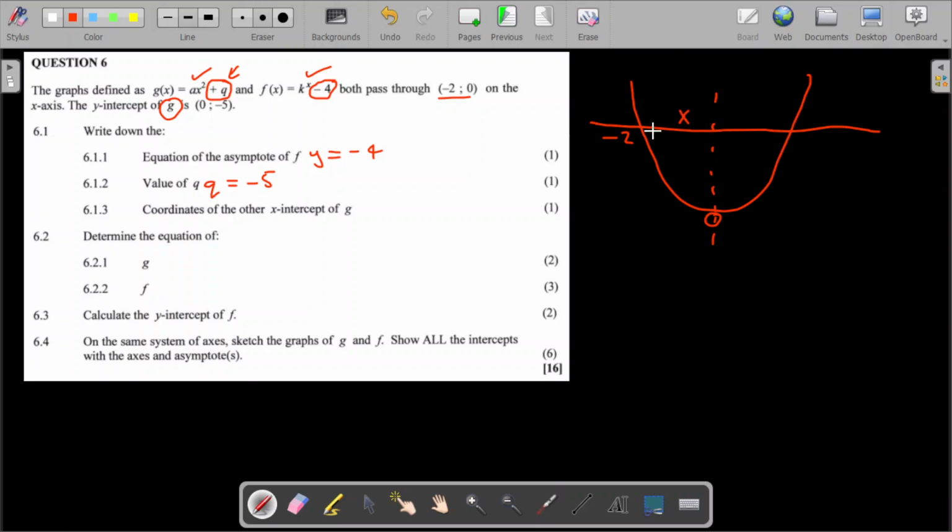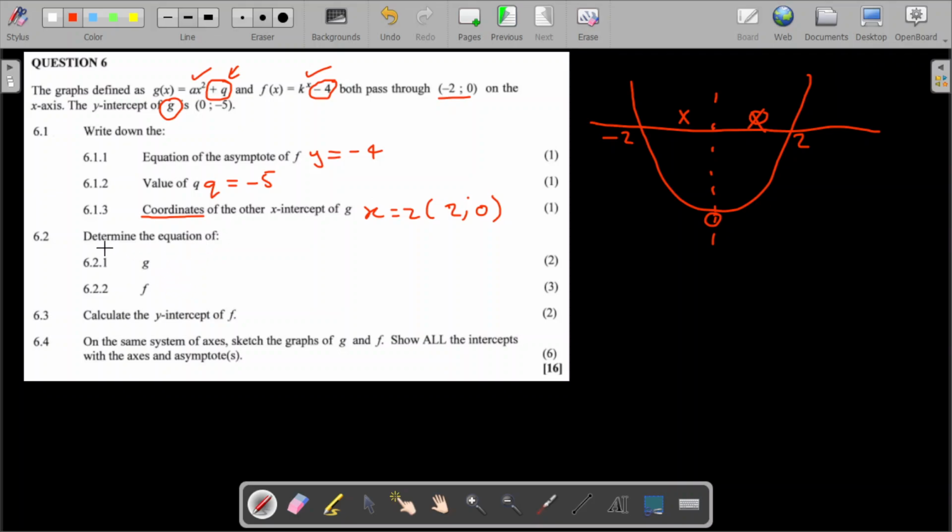So this distance from here to here needs to be the same as from here to here. If from here to here it's −2, this one from here to here needs to be the same, since my x here is 0. So this here is going to be 2. So the other x-coordinate is x = 2, which is more or less saying (2; 0) as a coordinate. Remember, they're asking us to write it as a coordinate of the x-intercept.